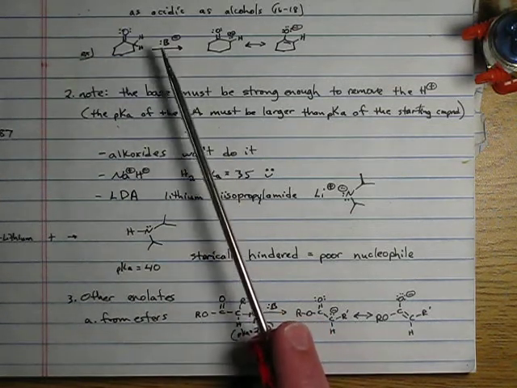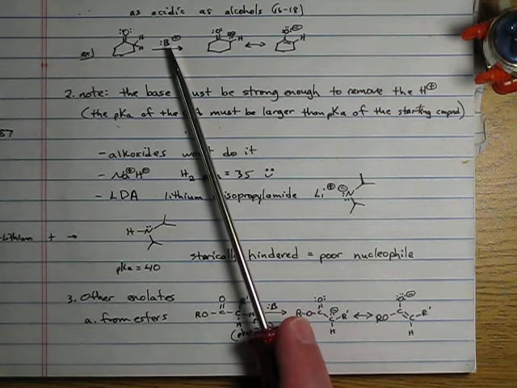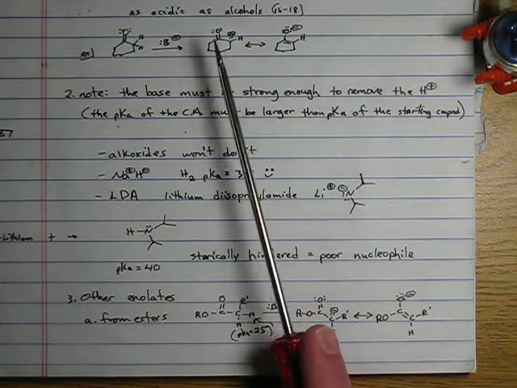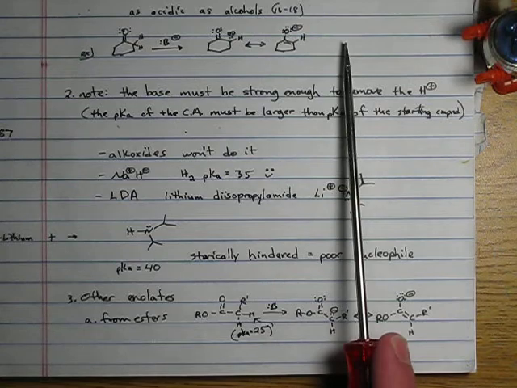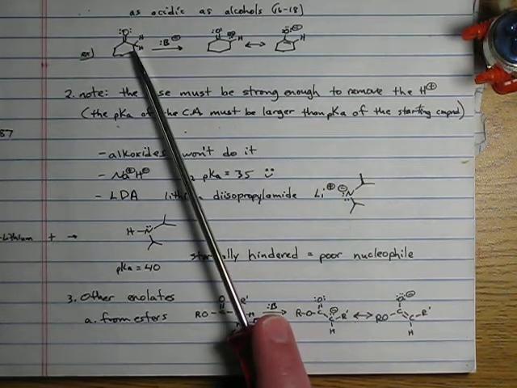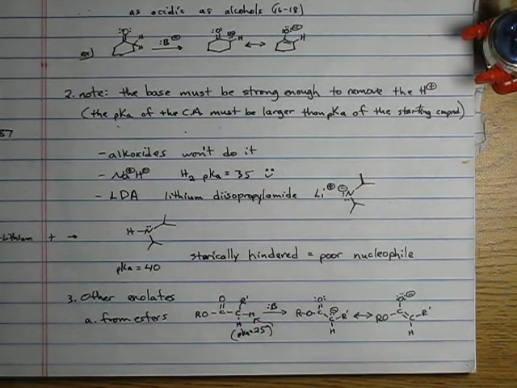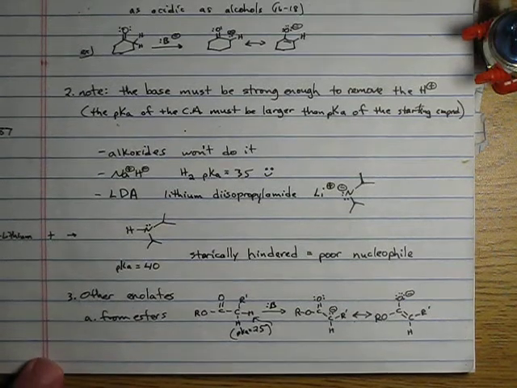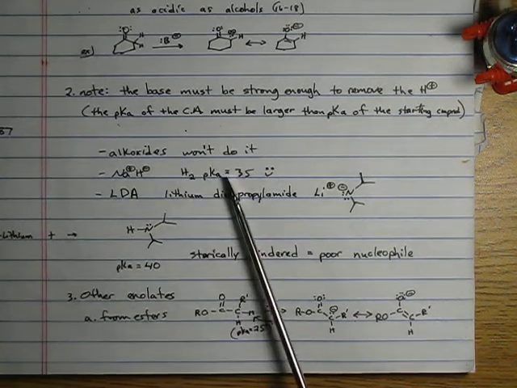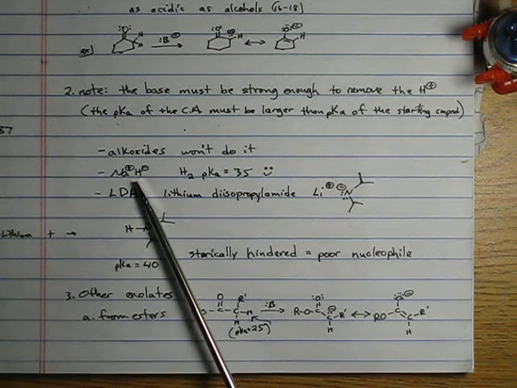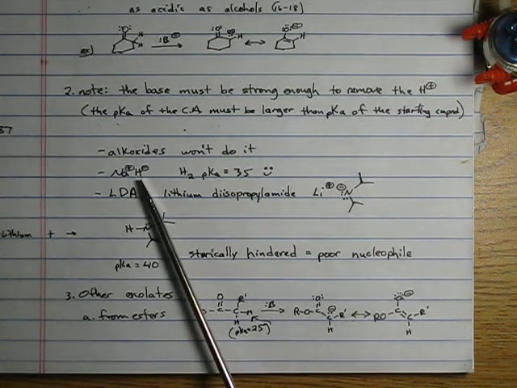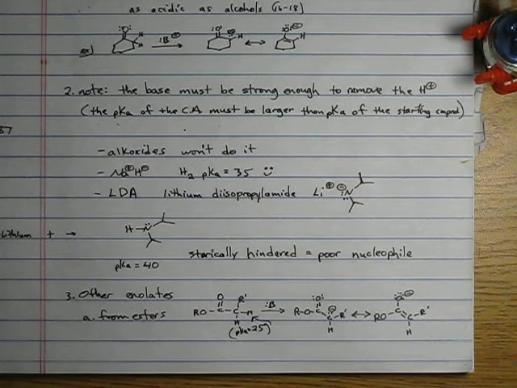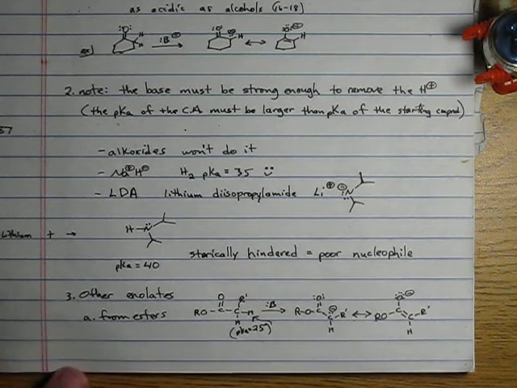If you added ethoxide here, the conjugate acid would be ethanol, pKa of 16, whereas this has a pKa of 19. That reaction doesn't go very well, but it will go a little bit because 16 and 19 are fairly close. So the bases we're going to choose, alkoxides won't do it. NaH is a good one because the conjugate acid of H- is H2, pKa of 35, so NaH is a really nice one. We're going to find there's another nice base we're going to use quite a bit.